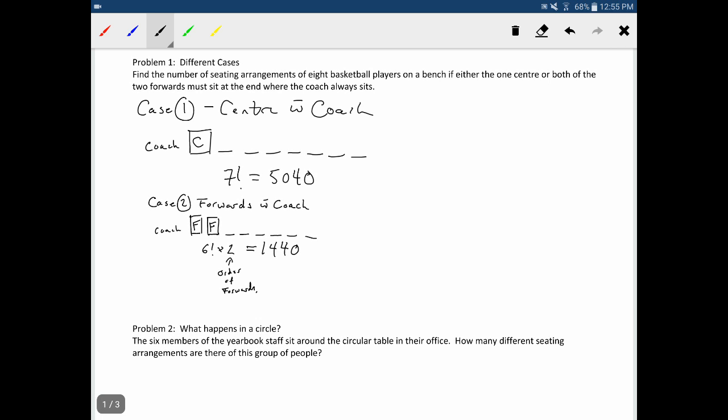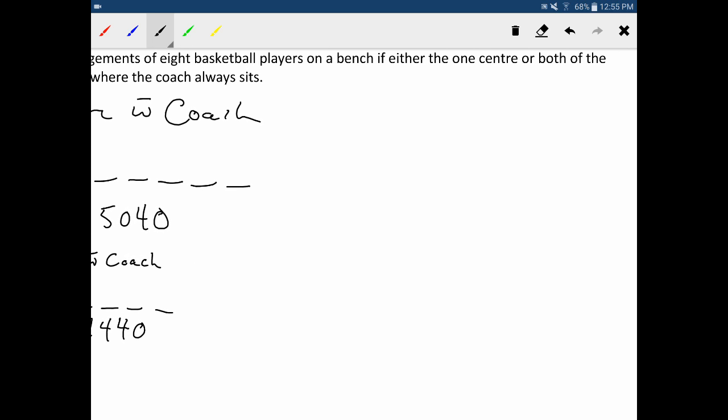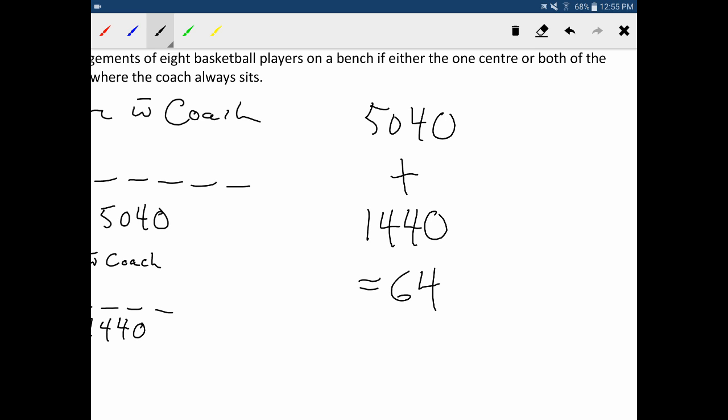So now that we've got that, we've either got these 5,040 possibilities, or we're doing the scenario where we have the 1,440 possibilities. These things are independent. We can't have the center sitting there and the forward sitting there. So it's an or question. Either case 1 is happening or case 2 is happening. So we're going to take the solutions: we had the 5,040, and we're going to add it to the 1,440. That's going to give us 6,480 possibilities.